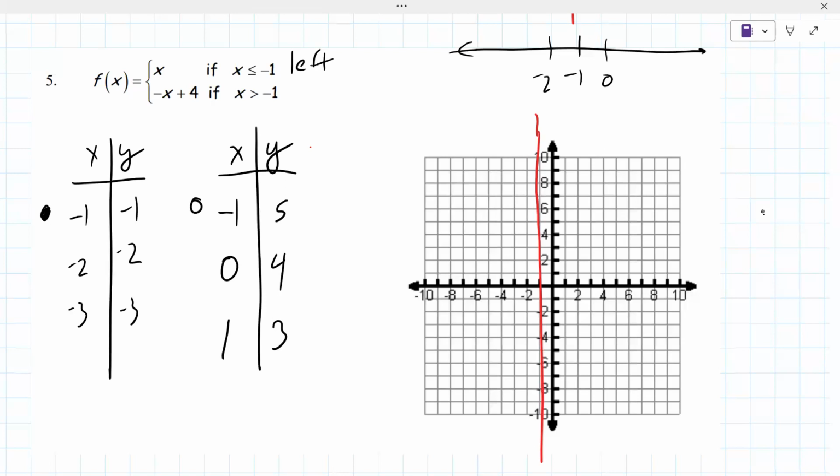Okay. You got it. Yeah, I hope so. All right. So we got -1, -1. That's here. -2, -2, -3, -3. So it goes to the left like that. That's the first piece, the one on the left here. All right, got it. -1, 5 is up here, open circle, 0, 4, 1, 3. So something like that on the right there.